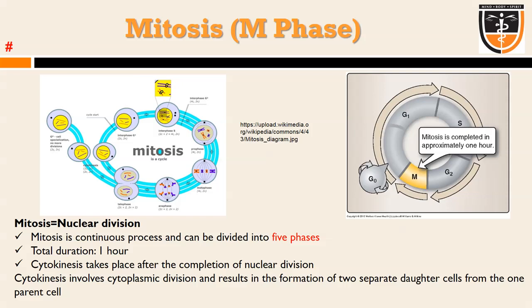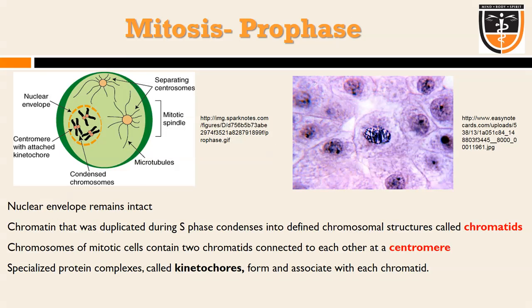So we're going to go through mitosis, and we're going to talk about the different phases of mitosis. Number 1 phase is prophase. It's the first phase of mitosis. And during this process, a nuclear envelope will still be seen. The nuclear envelope will be intact.